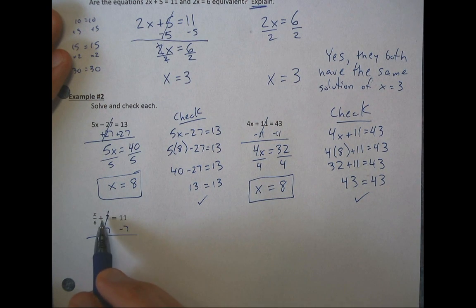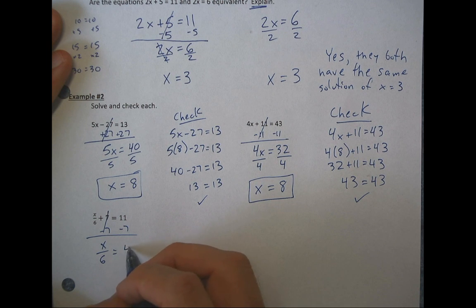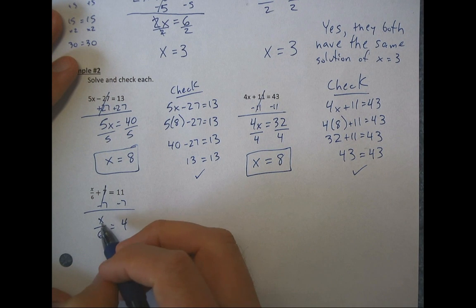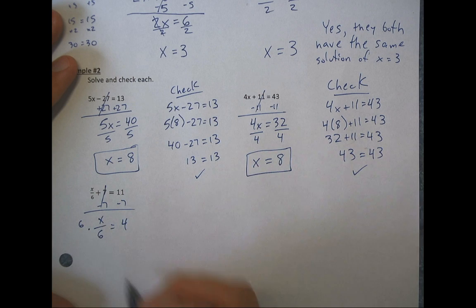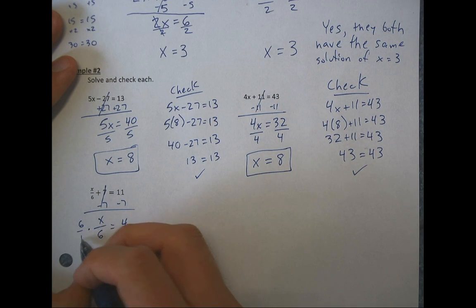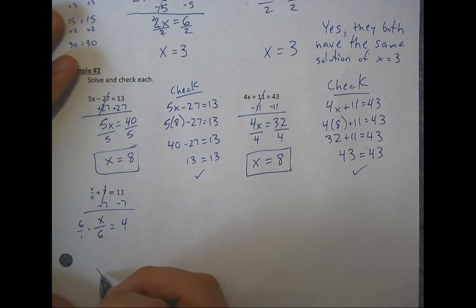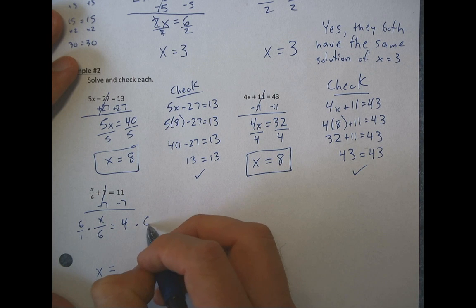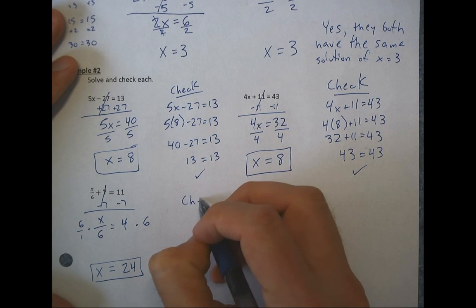Now, I minused it because I saw a plus. So I have x over 6 equals 4. And then at this point, this says x divided by 6, so I want to multiply by 6. Now think about why. If this was 6 over 1, and I multiply, I'm going to end up with a 6 over 6, which is a 1x. And that's what I want. So if I multiply by 6 on this side, I got to multiply by 6 on this side. And I get my answer of 24. So let's check it.